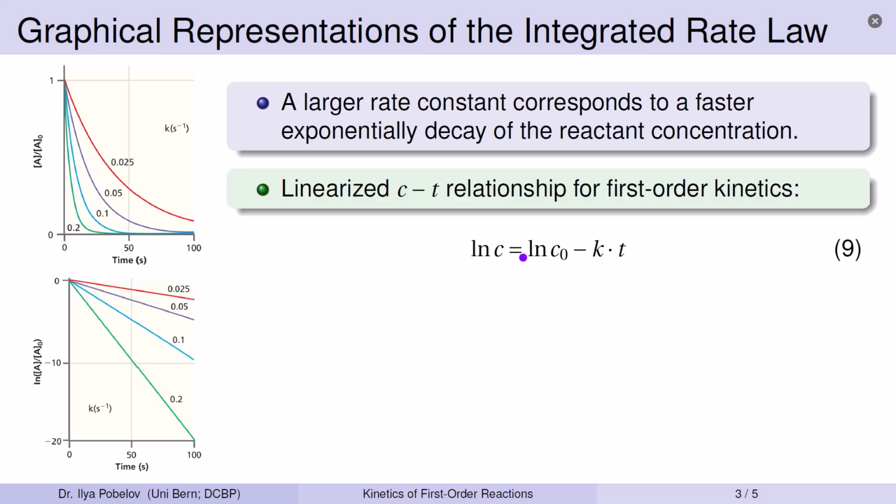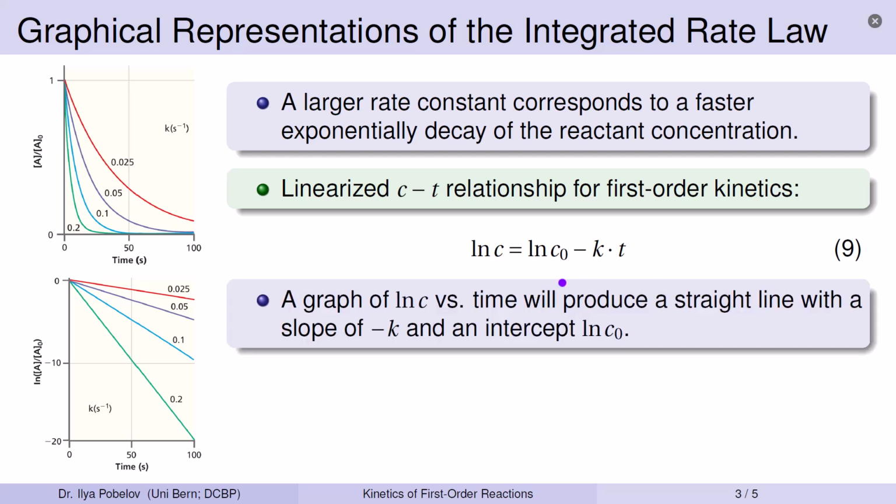For a first-order reaction, the natural logarithm of the reactant concentration plotted against time yields a linear relationship. This linear dependence is derived from the integrated rate law by taking the natural logarithm of both sides, resulting in this equation. It indicates that a graph of the natural logarithm of concentration versus time will produce a straight line with a slope of minus K and an intercept equal to the natural logarithm of the initial concentration.